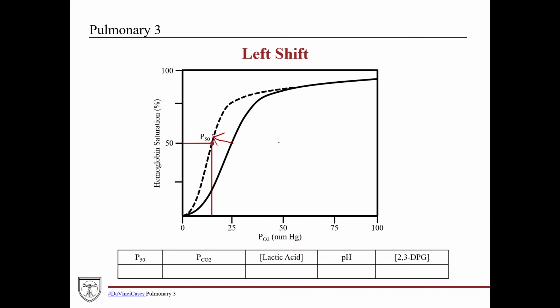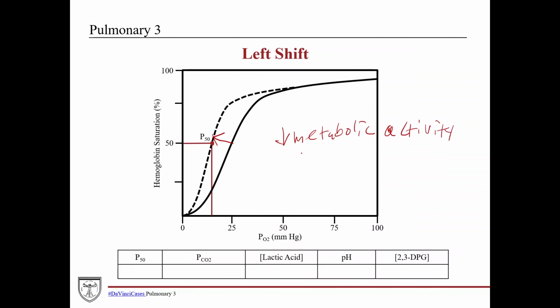And this occurs in situations such as where you have decreased metabolic activity. So metabolic activity really drives this oxygen hemoglobin saturation curve. And that makes sense because the tissues that have the most metabolic activity going on, the most active tissues, need the oxygen versus the ones that are less metabolically active.